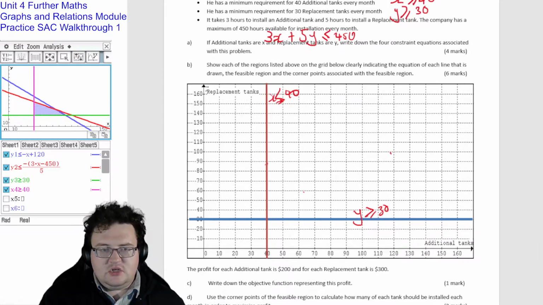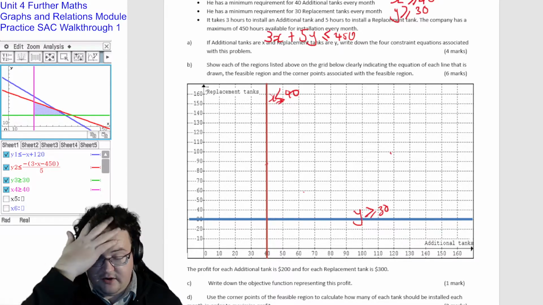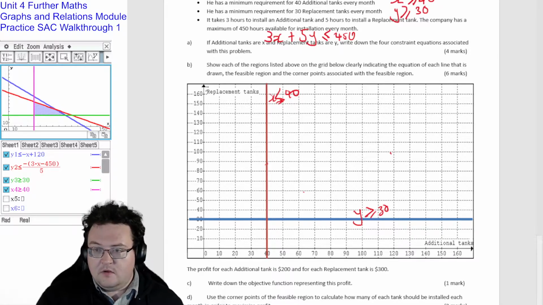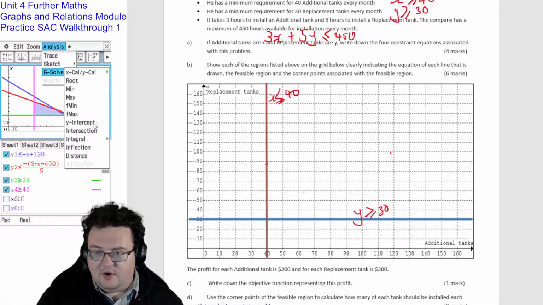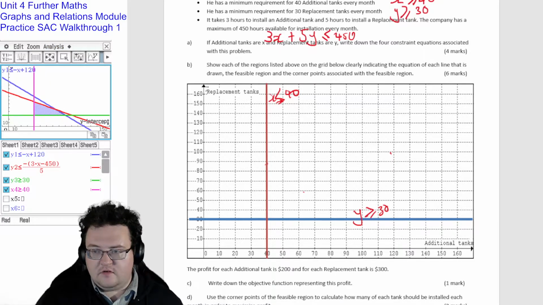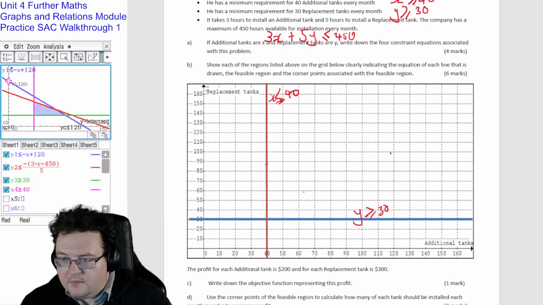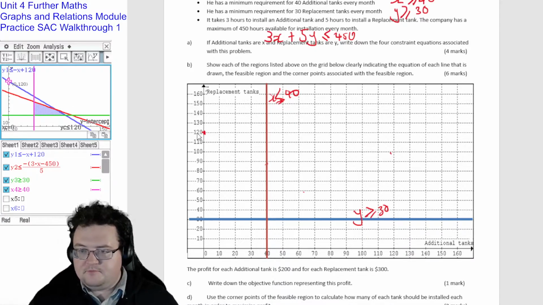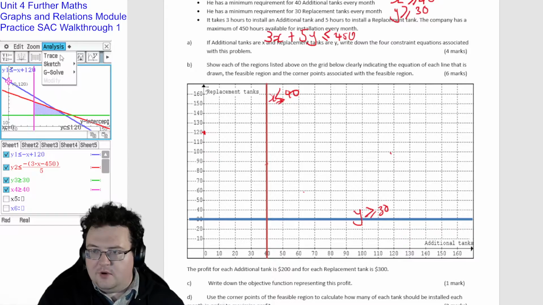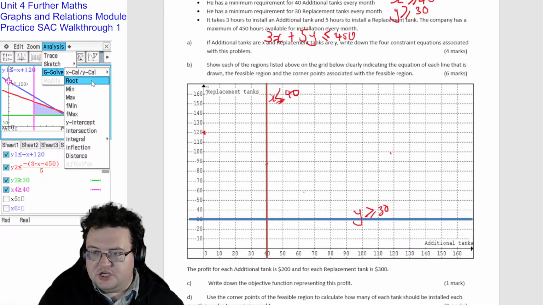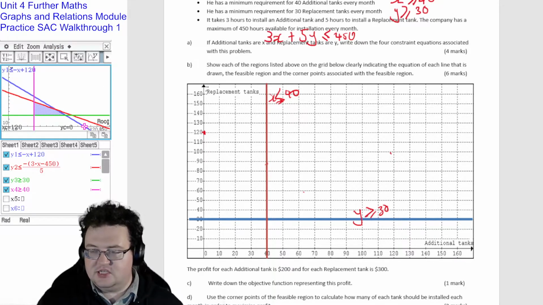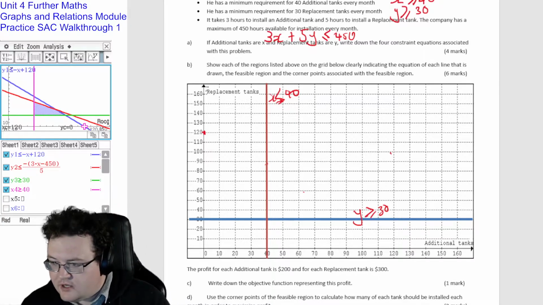So using our CAS, what we're going to do is we're going to find some intercepts. So on the CAS, we're going to go analysis, G-solve, and we're going to find y-intercept. So that's the blue line there. That's negative x plus 120. So we've got 120 there. So I'm going to put a dot there. And then I'm going to go analysis, G-solve, root on that one, which is just an x-intercept, also at 120.